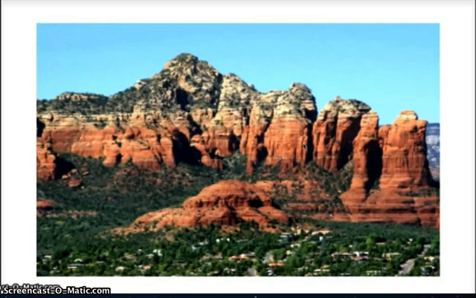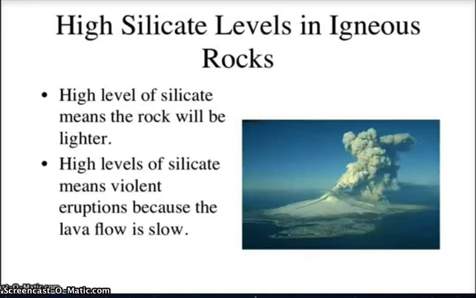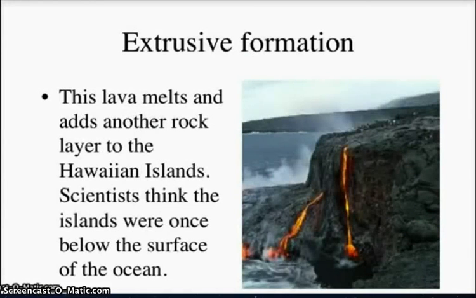So as a result, it's going to coat the mountain, the volcano, kind of like chocolate on a chocolate-covered peanut. It's just going to coat it and coat it and coat it. And I'm going to get down to the very last slide here to show you an extrusive rock formation. This is on the Hawaiian Islands.